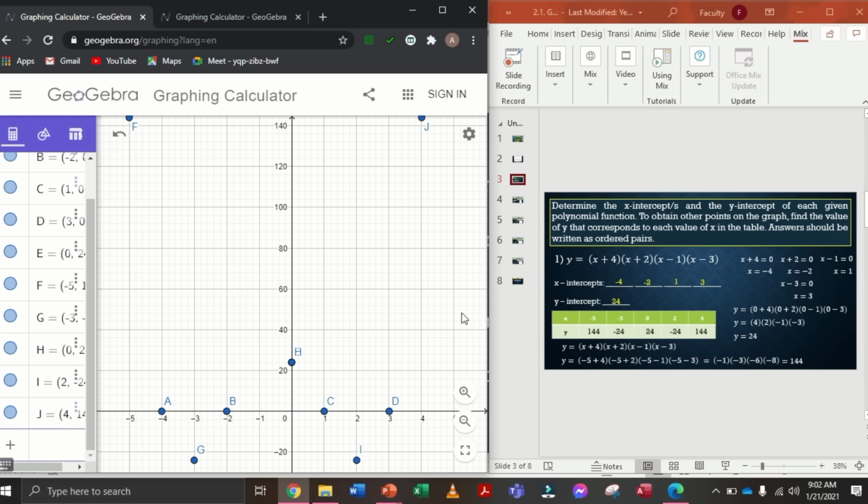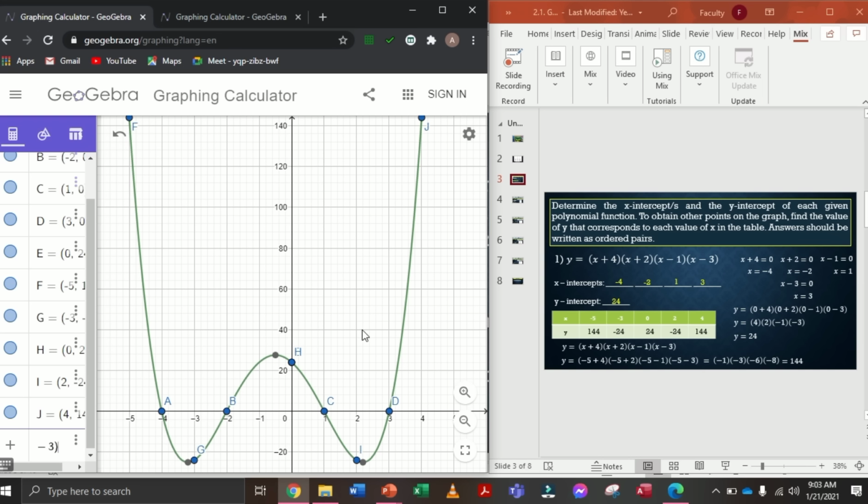So kapag nilagay ko yung given na polynomial function natin, that is y equals x plus 4. So type nyo lang lahat. X plus 2. And then x minus 1. And then x minus 3. Okay, so ganyan yung itsura nung graph nung example for number 1 natin. Okay? So ito yung magiging itsura niya. So, pwede nyo itong gamitin, no, yung app na to. So, makikita nyo, ma-check nyo agad yung graph natin.